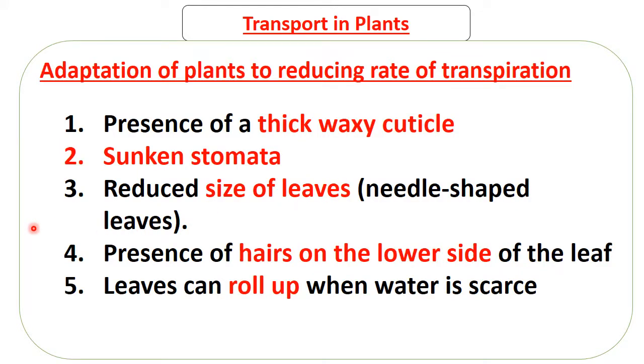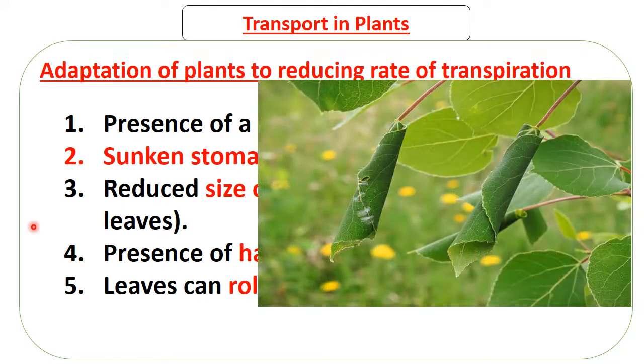Finally, leaves can roll up when water is scarce. Some plants have a tendency of doing this when there's no water. This is to hide some parts of the leaf so that less transpiration can occur.